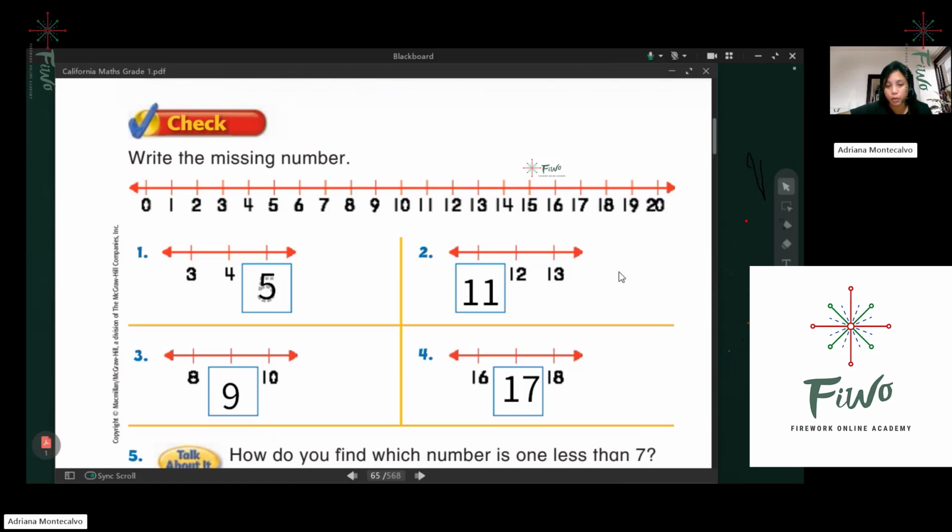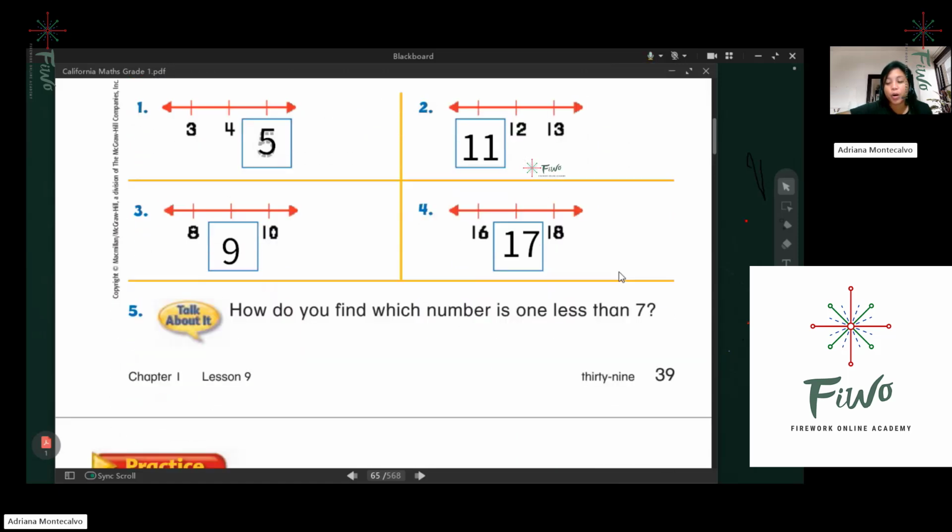No. Okay. So can you please read number 5, Kong? How do you find which number is one less than 7? 6. So it says here, Kong, how do you find it? How do you find which number is 1 less than 7? Okay, so we're gonna find it over here. 1 less than 7.